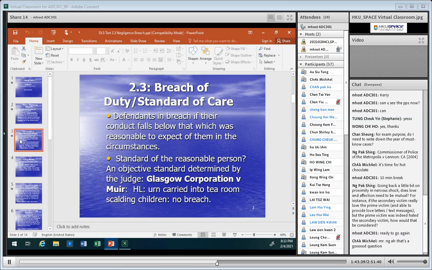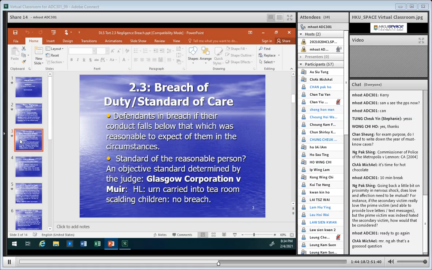Defendants will be in breach if their conduct falls below that which was reasonable to expect of them in the circumstances. So this word reasonable is a key to the standard of care. The overriding guiding principle is reasonableness, and the ultimate purpose is to avoid actions that cause injury or harm to another person, obviously. So, in short, where a duty of care exists in a given circumstance, the law of negligence requires a person to take reasonable care so as to avoid the risk of causing injury, loss, or damage.